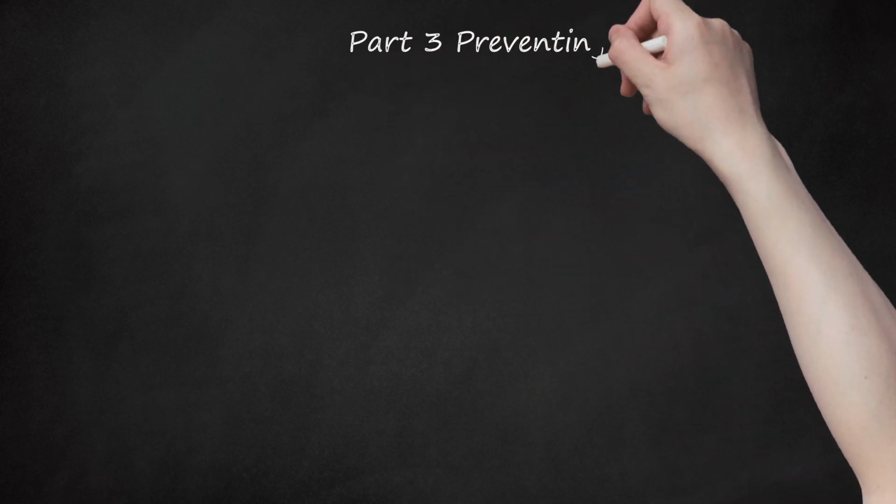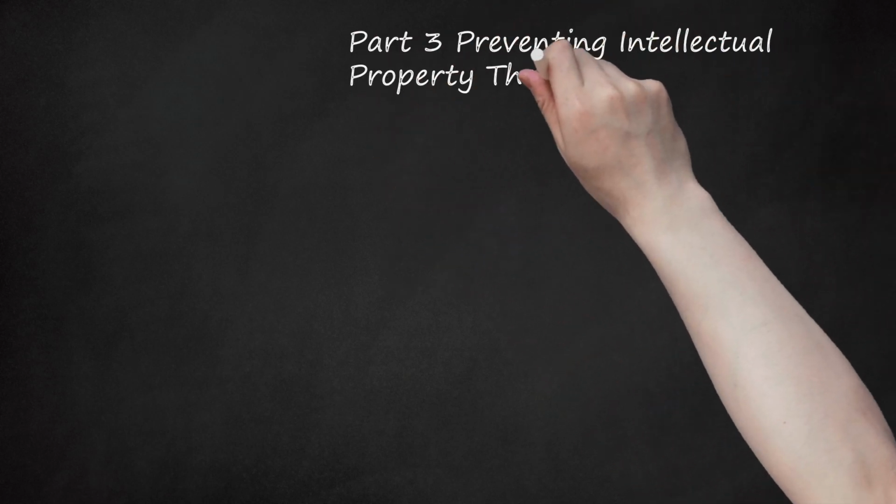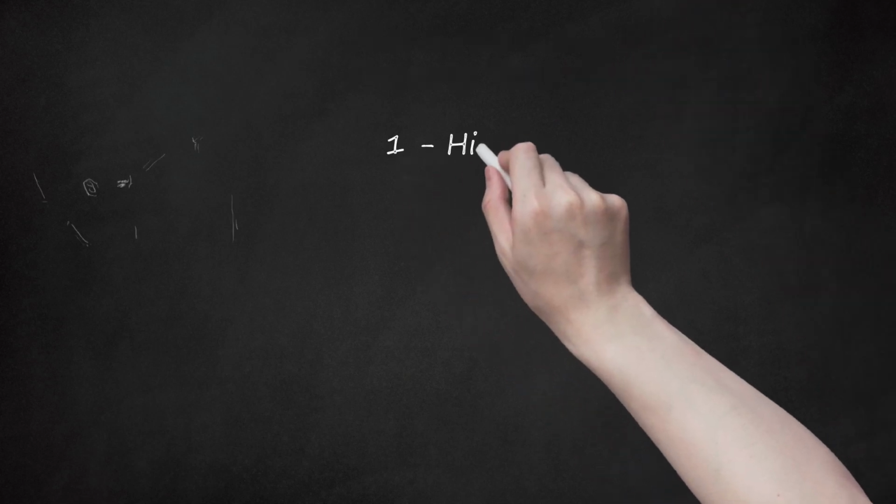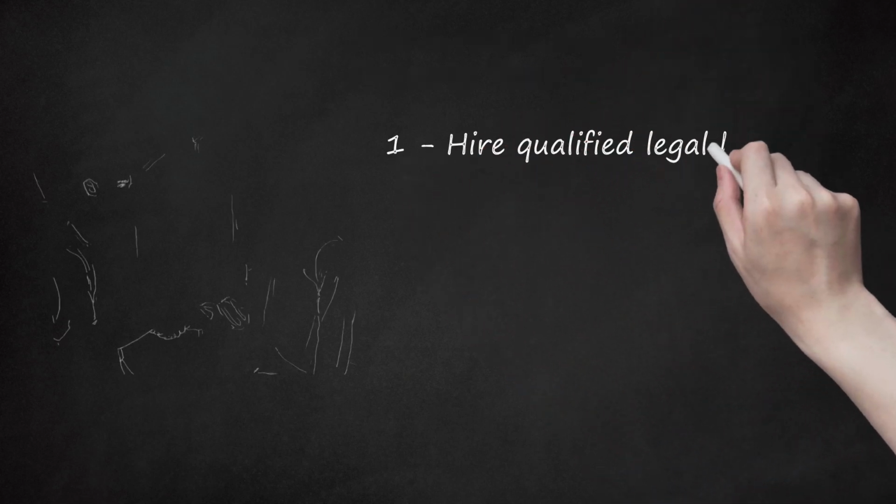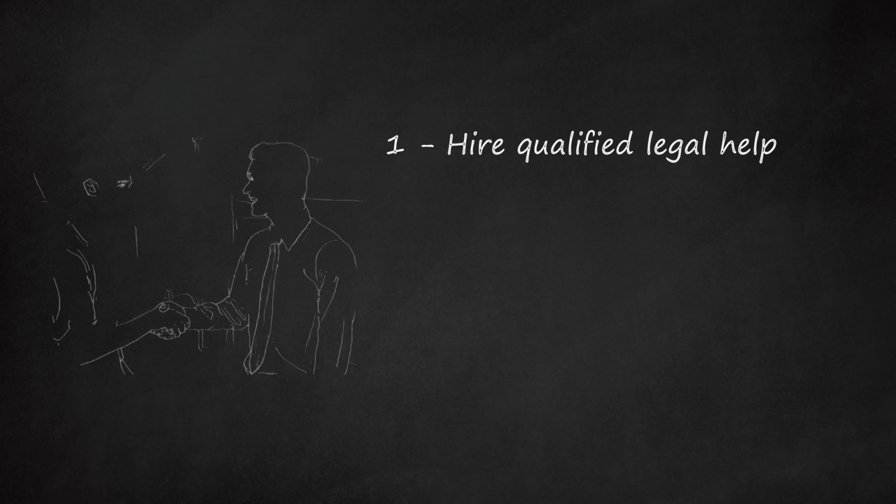Part 3: Preventing Intellectual Property Theft Abroad. 1. Hire qualified legal help. Without international protection, i.e., through registration and knowledge of enforcement rights, your intellectual property is at risk of being stolen overseas. You can help prevent this from happening by hiring a qualified intellectual property lawyer. A lawyer will help you register your intellectual property internationally and will help you navigate local systems if you ever need to enforce your rights.